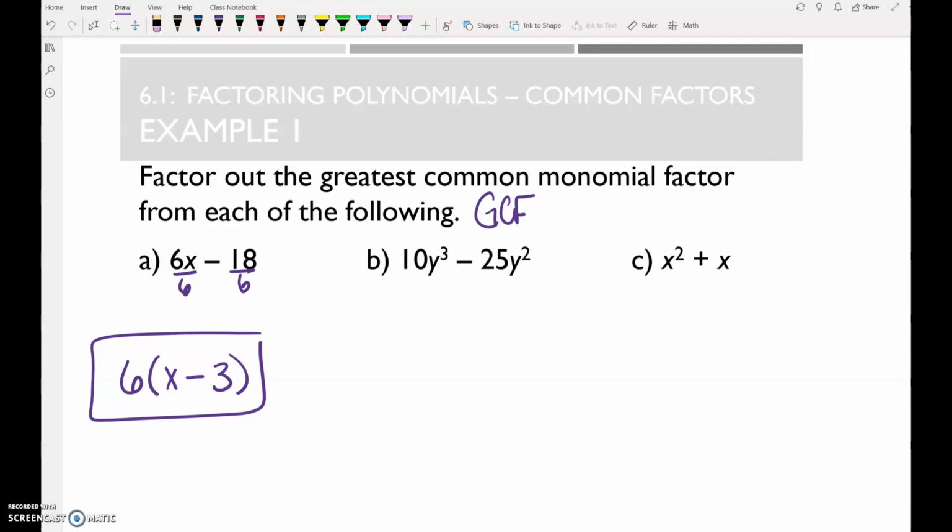10y to the third minus 25y to the third. First, focus on the numbers. What do 10 and 25 have in common? 5. Once you figured out that 10 and negative 25 have 5 in common, now we need to look at the y's. The first one has y to the third, the second one has y squared.